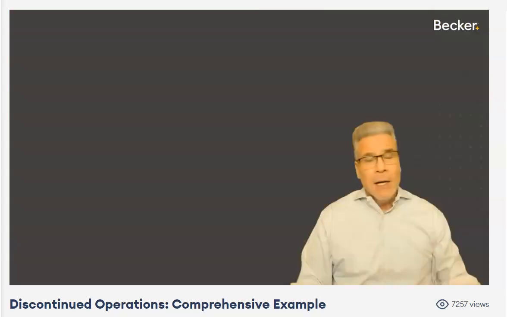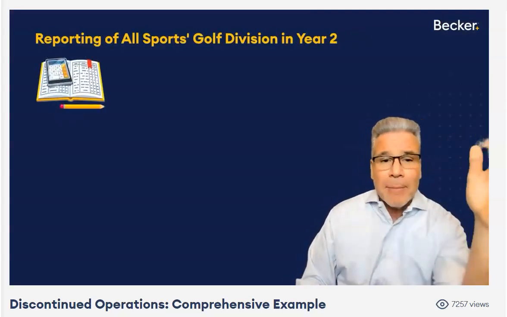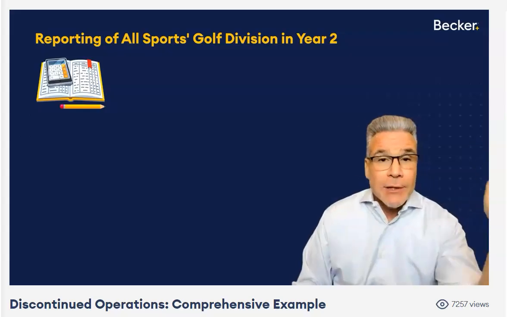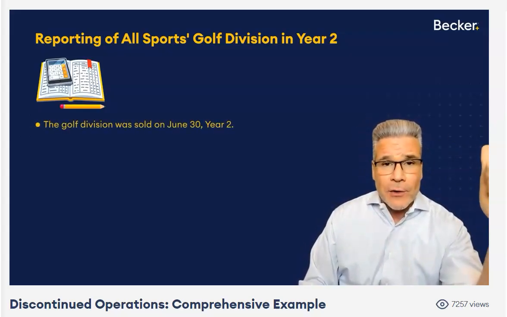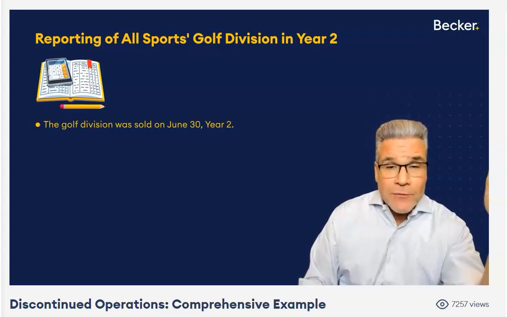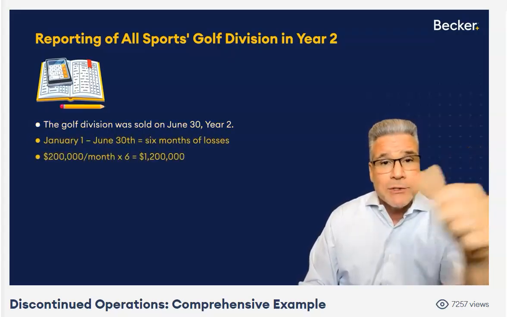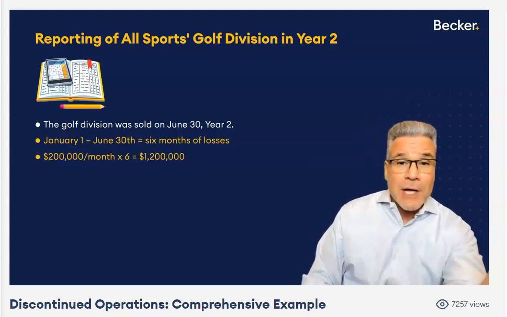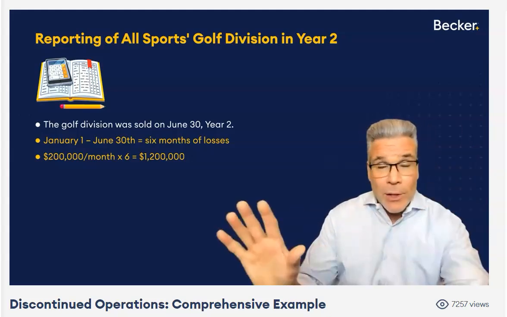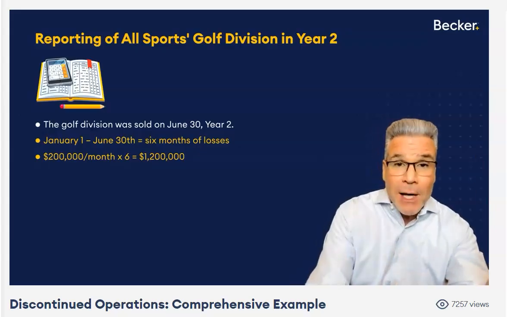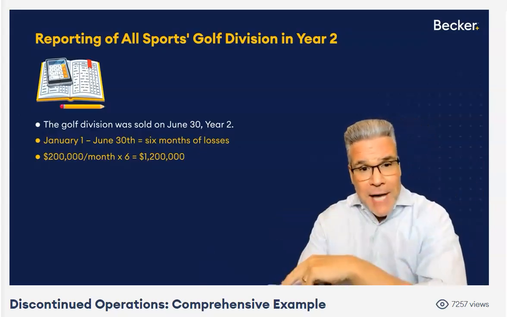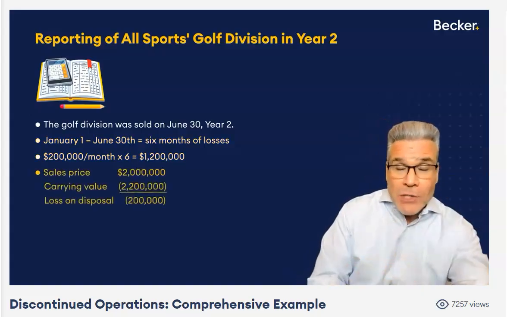Now they could easily ask you about what's going to happen in year two. So in year two, you're thinking we got two things. Number one, we didn't sell it until June 30th. So what are my results from operations from January 1 to June 30th? Well, the results on operations for year two, we don't have a trial balance. That is the $200,000 a month for 6 months. That's $1.2 million pre-tax.